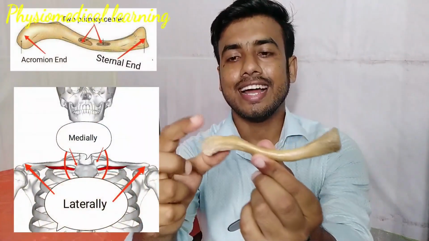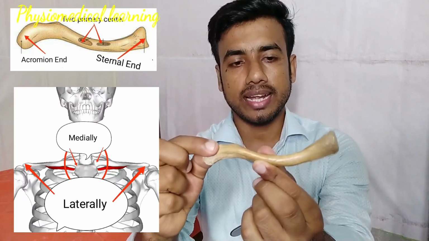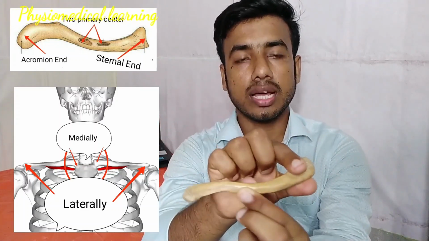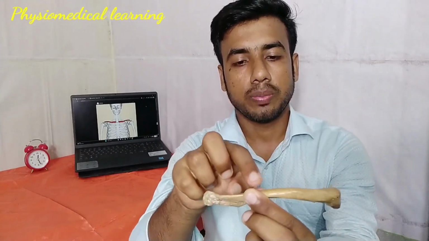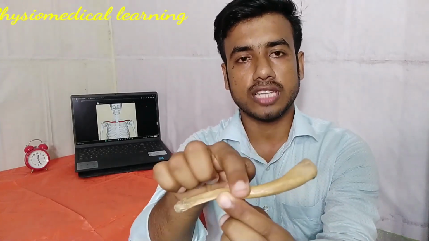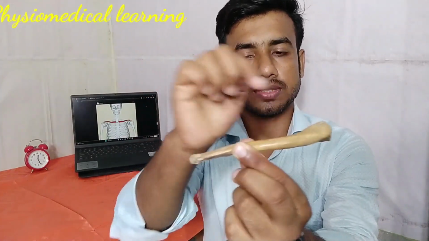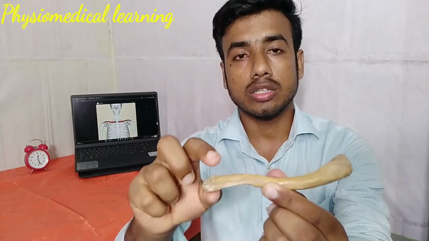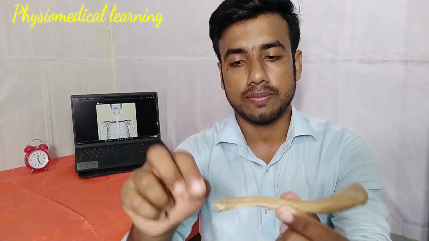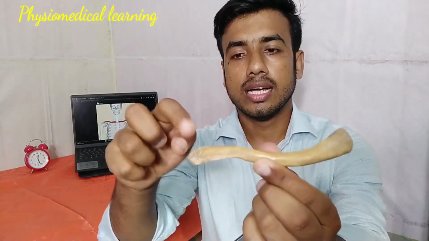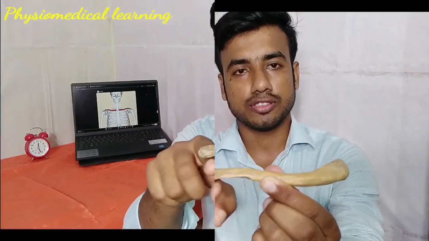In short, for understanding the different parts of the clavicle, this is the lateral end or the acromial end, and this is the medial end or the sternal end. The medial 2/3 of the shaft has four surfaces: superior surface, inferior surface, anterior surface, and posterior surface. The lateral 1/3 has two surfaces and two borders: anterior border, posterior border, superior surface, and inferior surface.